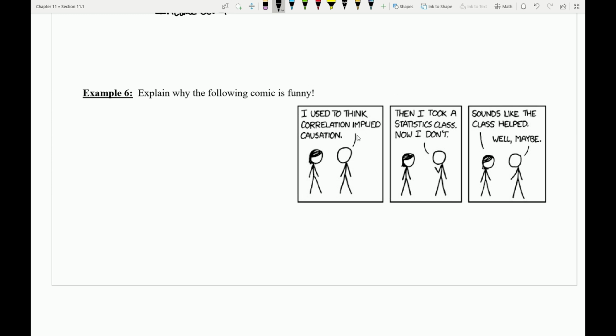What you'll see over the next several assignments in class and exams is that sometimes I'll ask the question, can you conclude that one of these two variables causes the other? And your answer to that should pretty much always be no, because we don't know just because two things happen at the same time that one is causing the other.